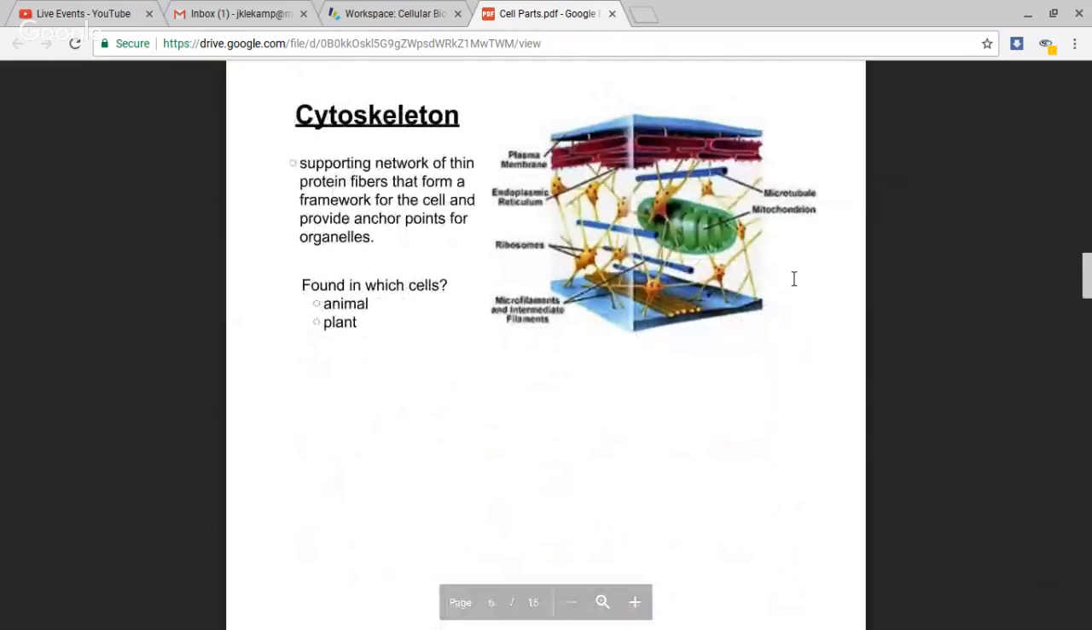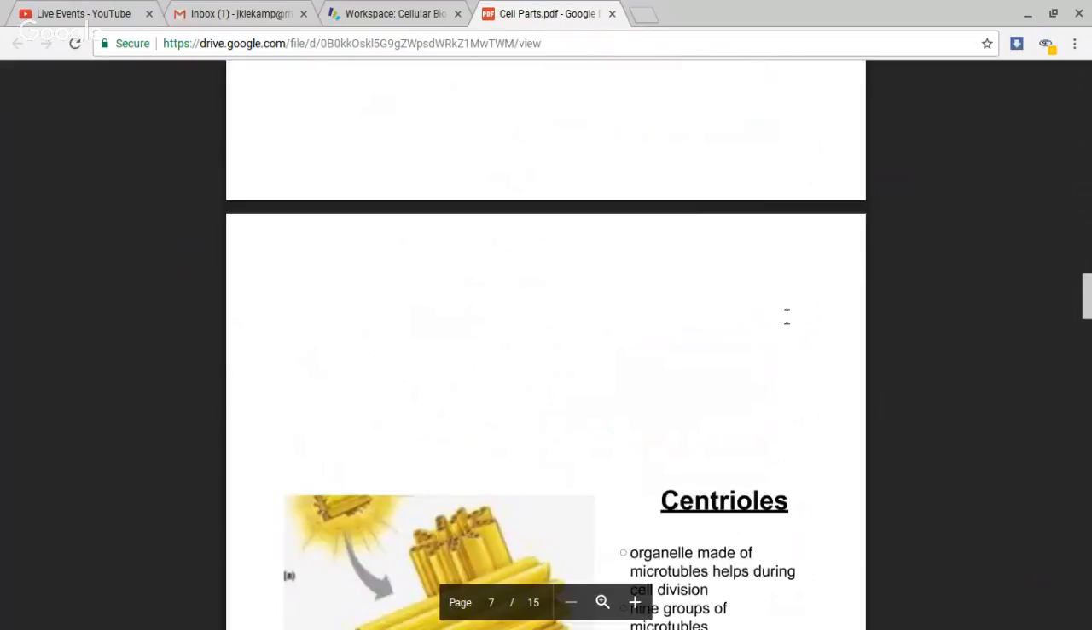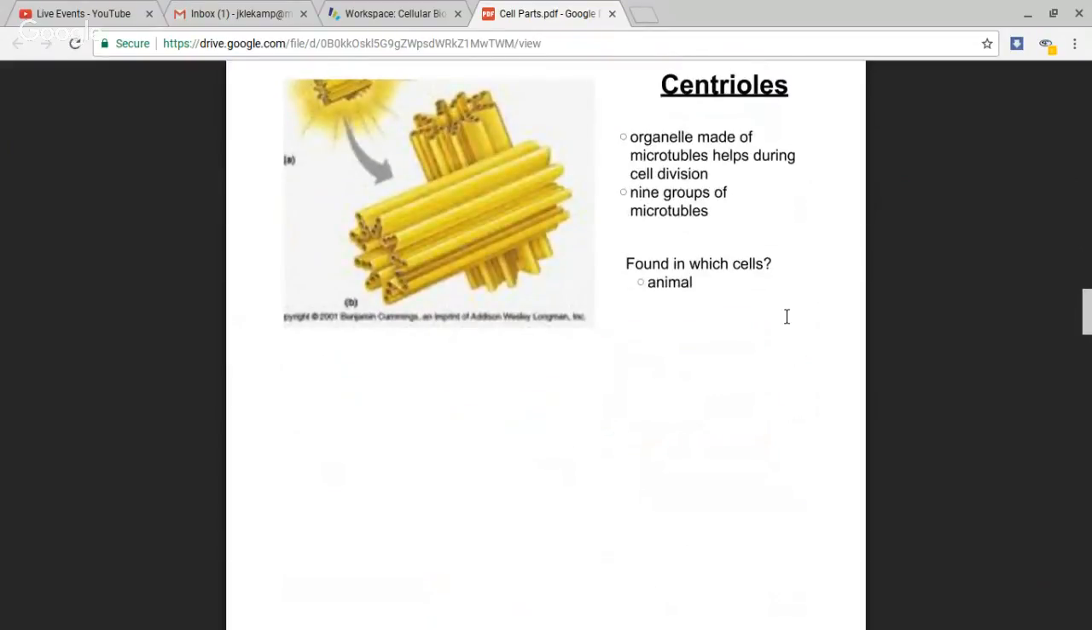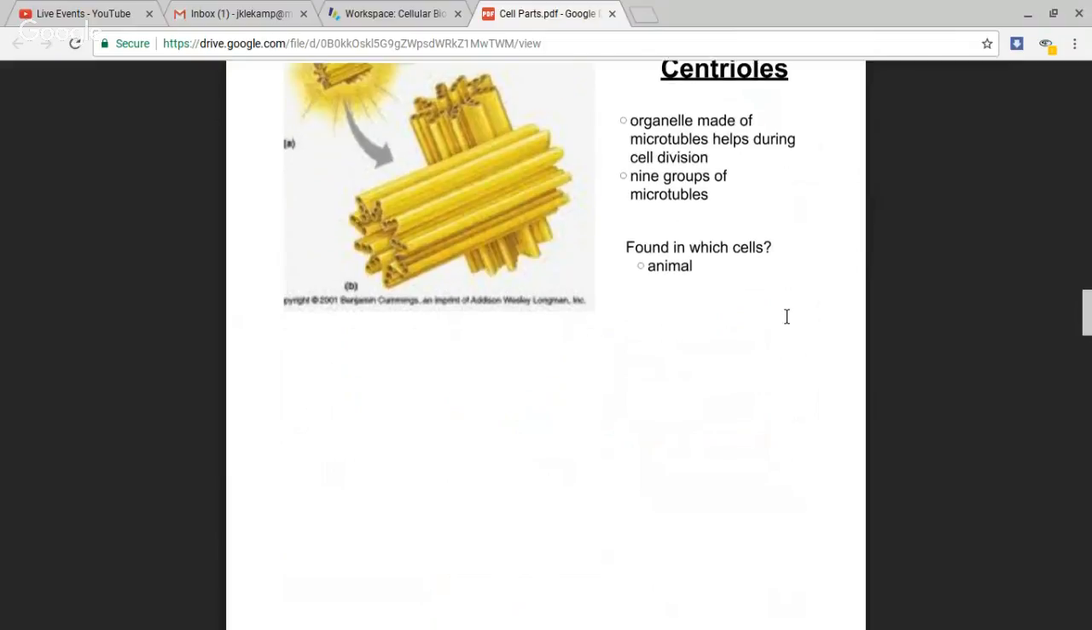The cytoskeleton, found in both animal and plant cells, is a supporting network made up of protein fibers, and basically it forms a structure for the cell and anchor points for the organelles to hang on to. Your centrioles are only found in animal cells. They're made up of microtubules, and their major job is to help with cell division in the animal cell. When we talk about mitosis and meiosis, we'll get more into that.